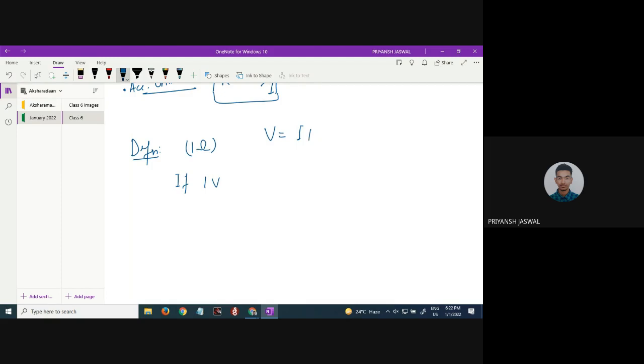V is equal to IR. This implies R is equal to V by I. So now, how do we define 1 ohm of electrical resistance? We put both these values as 1 and 1, that is, 1 volt potential and 1 ampere current.